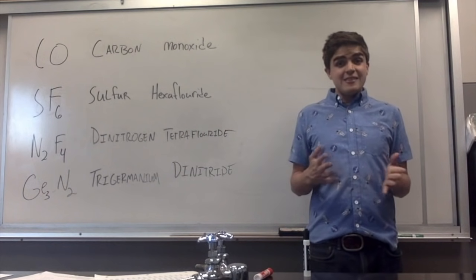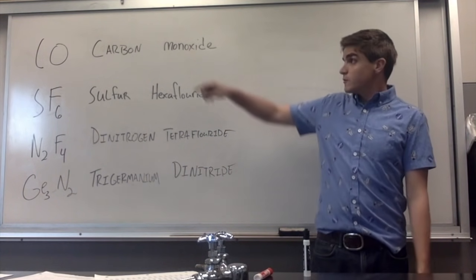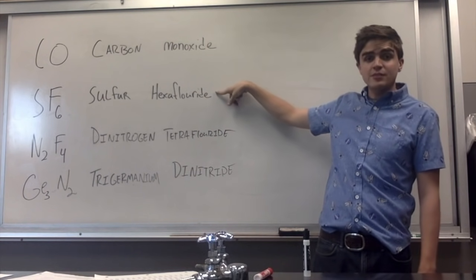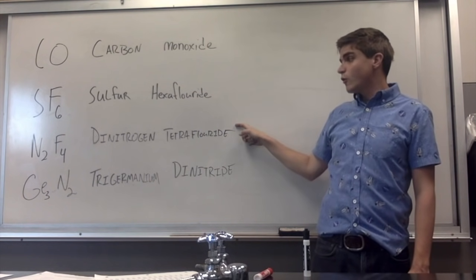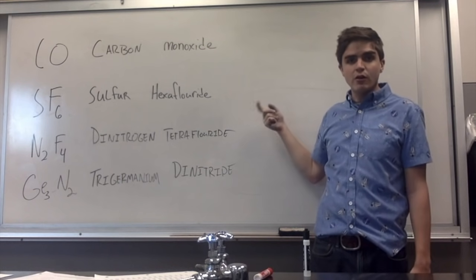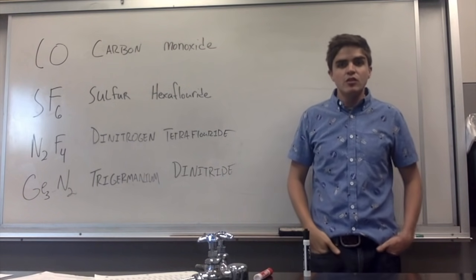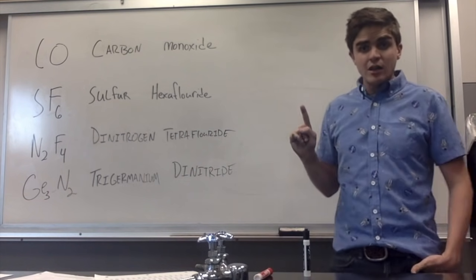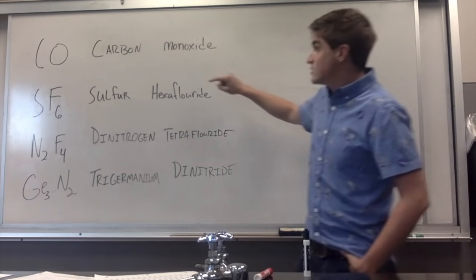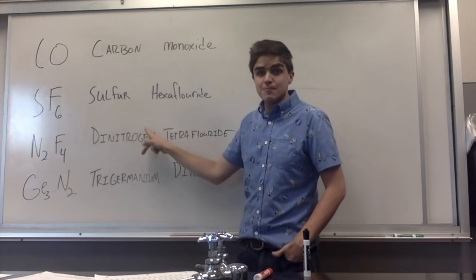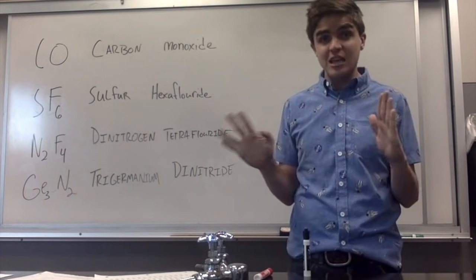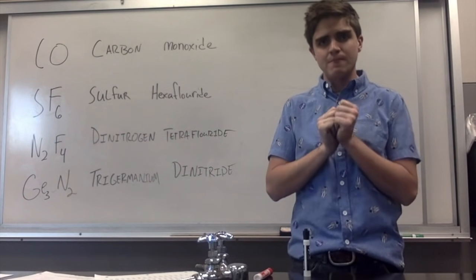So you should have gotten these 4 answers, namely for CO, carbon monoxide, for SF6, sulfur hexafluoride, for N2F4, dinitrogen tetrafluoride, and Ge3N2, trigermanium dinitride. Okay, let's look at common mistakes for just a second. Some people would still be putting ides at the beginning of this. Remember, the first element never has ide. It's just its name and a prefix if the prefix isn't 1.